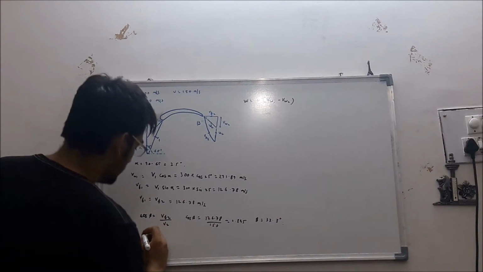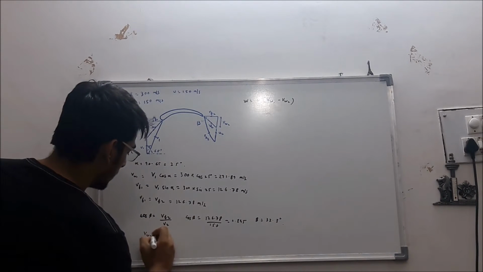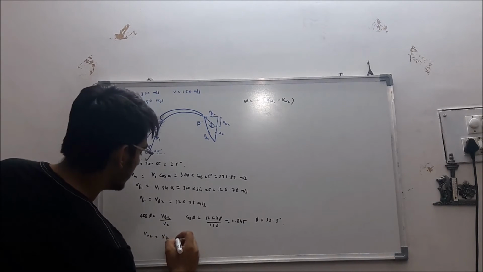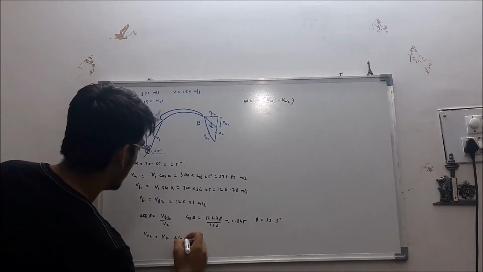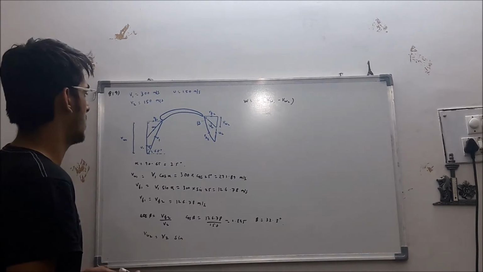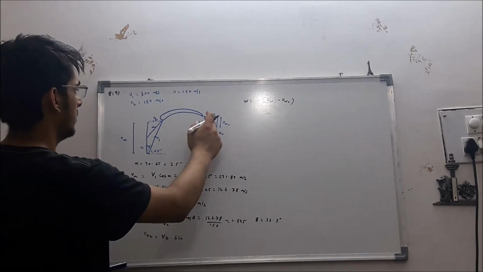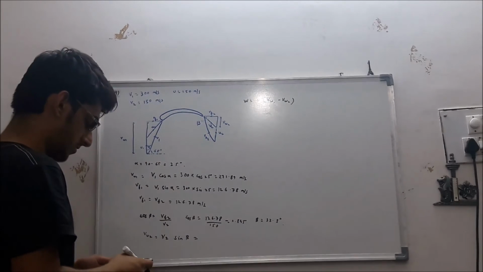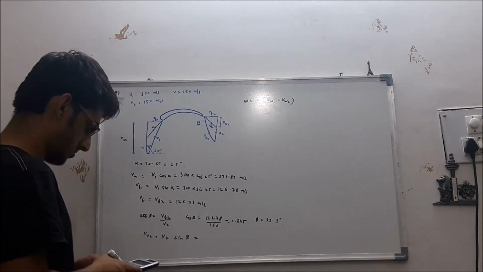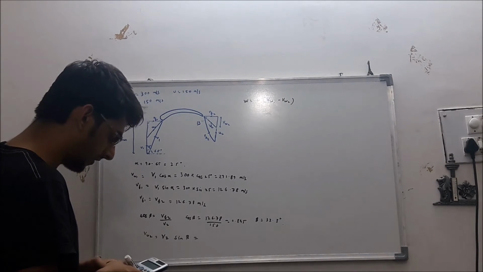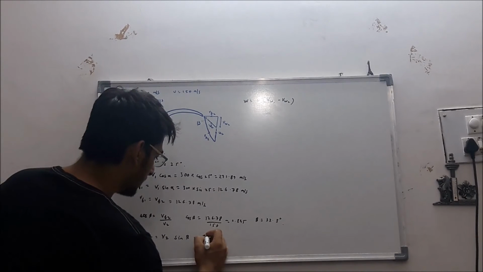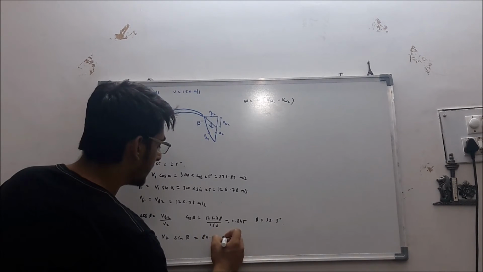Now VW2 will be equal to V2 sin beta. So V2 is 150 into sin 32.3, so that will be equal to 80.15 meter per second.